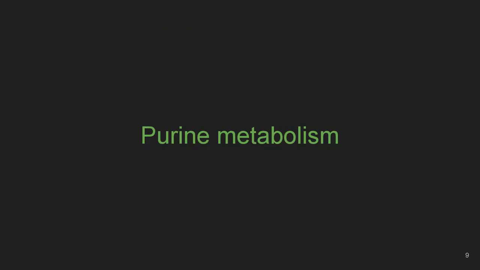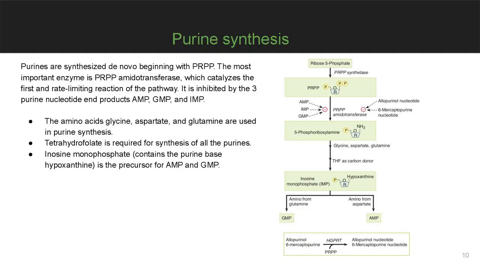Purine metabolism. Purines are synthesized de novo beginning with PRPP. The most important enzyme is PRPP amidotransferase, which catalyzes the first and rate-limiting reaction of the pathway. It is inhibited by the three purine nucleotide end products AMP, GMP, and IMP. The drugs allopurinol, used for gout, and 6-mercaptopurine also inhibit PRPP amidotransferase.